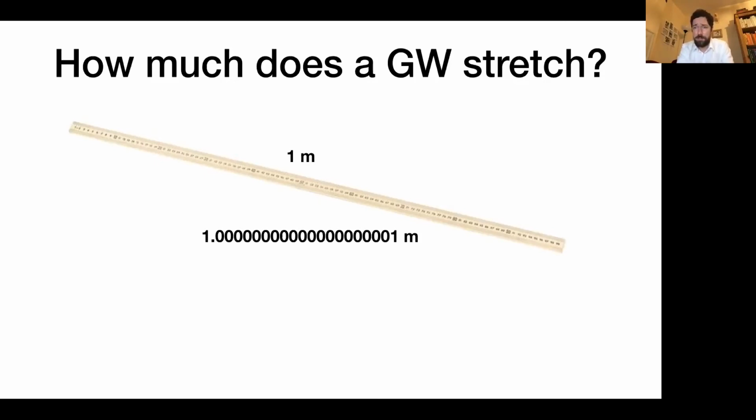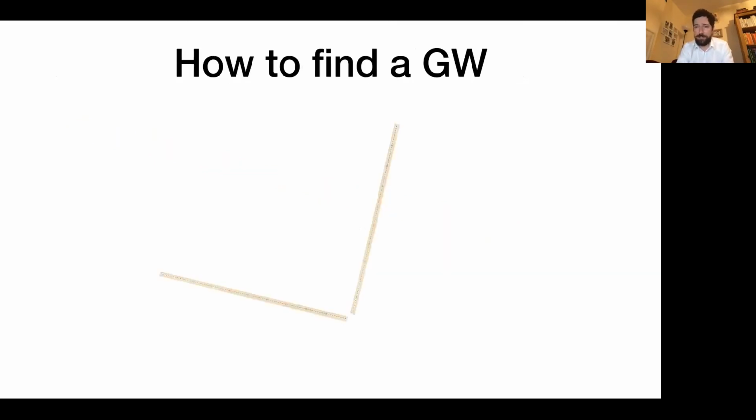So it turns out, if you want to measure a gravitational wave, you do need a second meter stick, but you don't put it next to your first meter stick. You put it at right angles to your first meter stick. Do you remember I mentioned earlier that when gravitational waves come through, they squeeze in one direction and stretch in the other, and then squeeze and stretch, squeeze and stretch. So it's this property that allows us to actually detect gravitational waves.